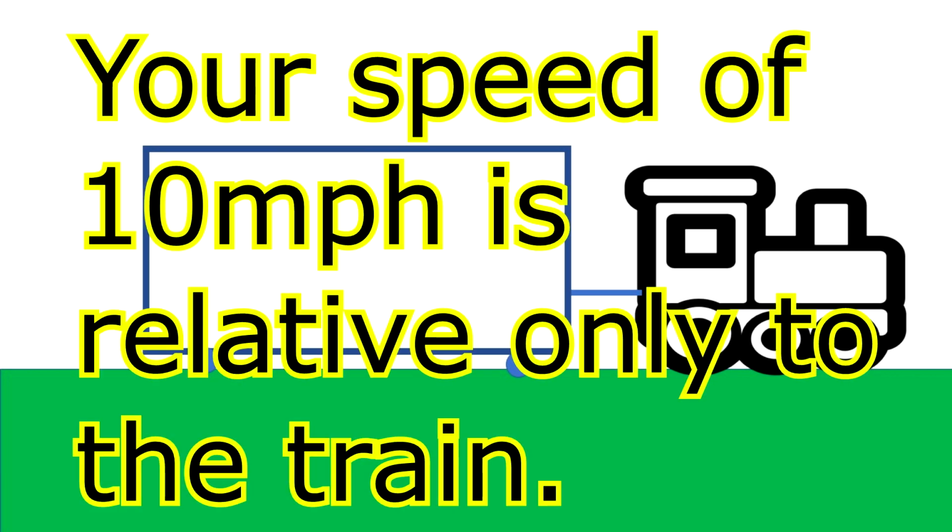So if you were on this train and you decided to walk from the back of the train to the front of the train at 10 miles per hour, it would take you exactly the same time as it would to walk from the front of the train to the back of the train at 10 miles per hour. And that's because you didn't start off not moving. You started off moving at exactly the same speed as the train.